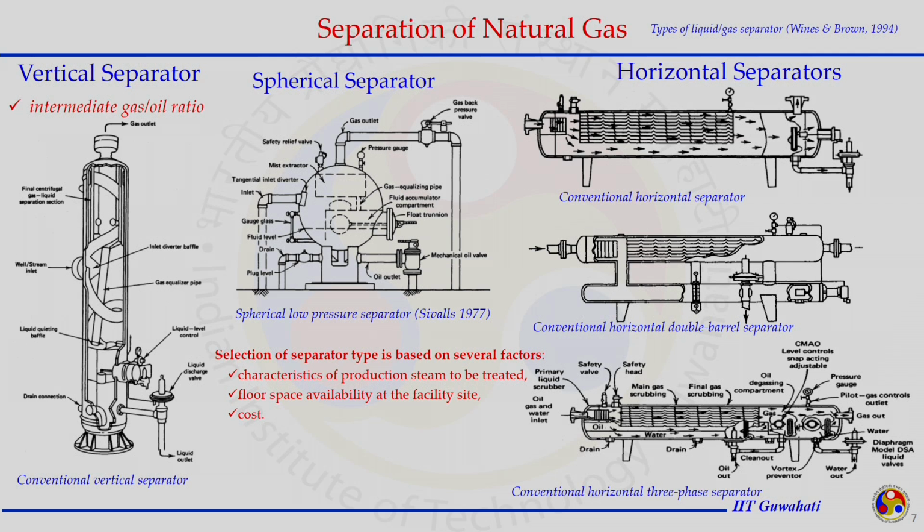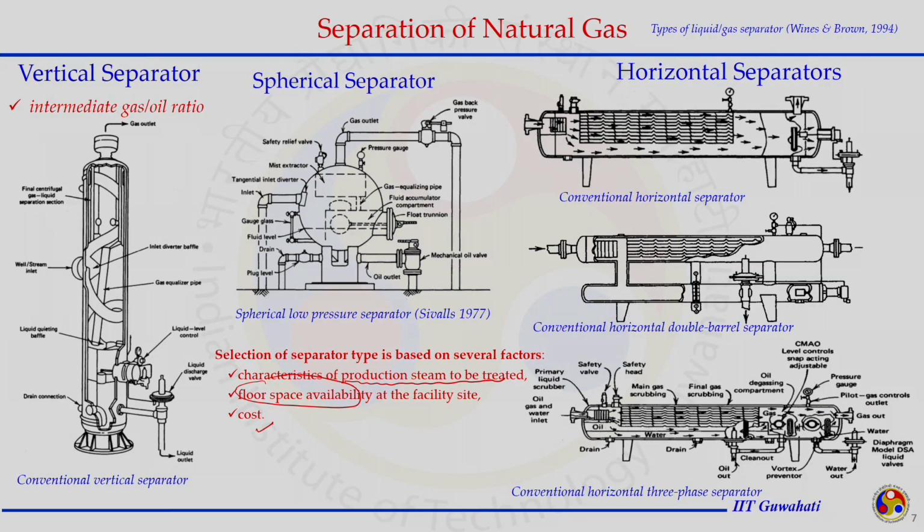But ultimately the selection of the separator depends on the production stream characteristics, the quantity of the fluid stream to be treated, the composition of that fluid stream, as well as the floor space available. For example, the vertical needs very little space. For an offshore platform where we need one separator, the best option is a vertical separator, and of course, the cost. The vertical separator could be for two-phase or three-phase.